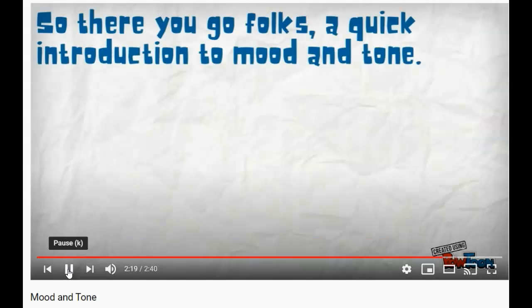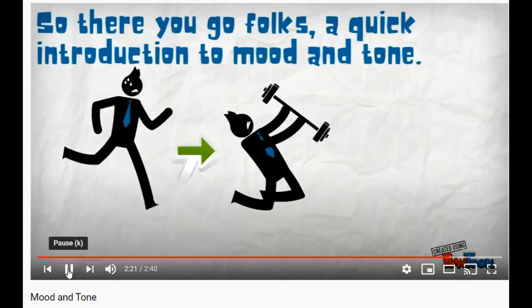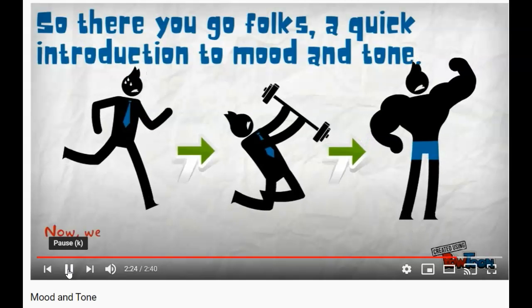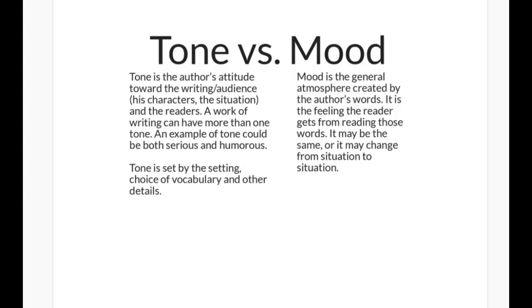So that's it. There's an introduction to mood and tone. You're going to be working with these in all the passages that we read. So just to sum things up a little bit and practice one more time. Tone is the author's attitude towards the writing, the audience, his characters, the situation, and the readers. A work of writing can have more than one tone. An example of tone could be both serious and humorous. The tone is set by the setting, the choice of vocabulary or diction, and other details.